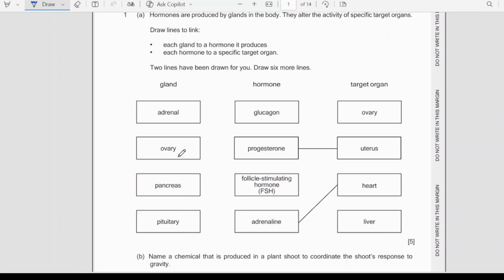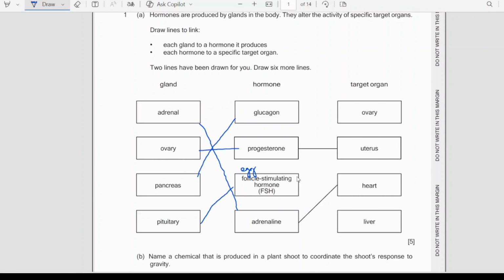Okay. Next one is ovary. Ovary produces progesterone. Pancreas, glucagon, and pituitary gland, FSH. Correct. So, what is the function of FSH? Follicle stimulating hormone. It matures the egg.